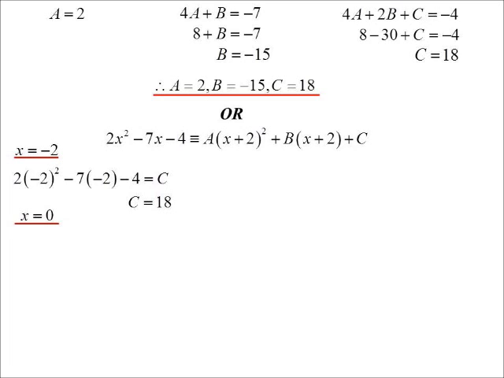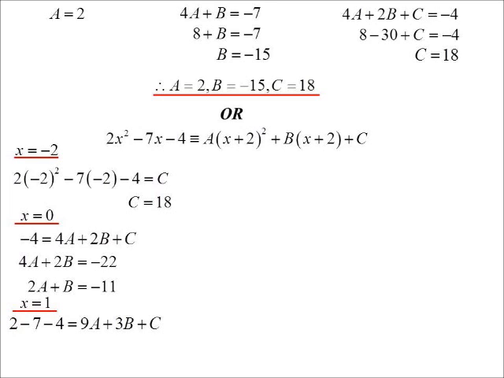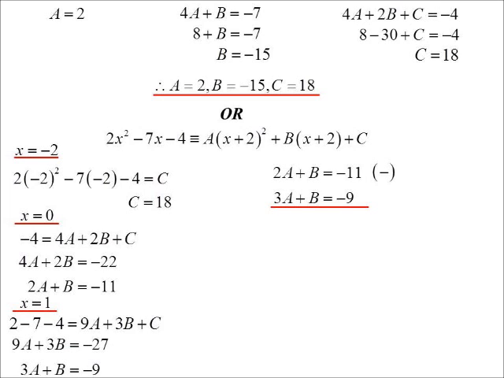x equals 0, that's a nice easy number to substitute in. So if I sub in 0, I get negative 4 is 4a plus 2b plus c, but we'll just work out c is 18. So 2a plus b is negative 11. Sub in 1. Mind you, now I look at it, negative 1 would have been a smarter one to substitute in rather than positive 1, because then I would have had coefficient. But anyway, substitute in positive 1. Then we've got simultaneous equations. And solving simultaneously, a is 2, and there's our b equals negative 15.